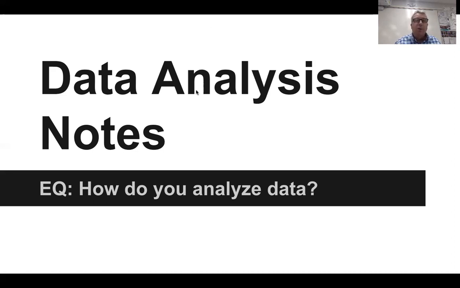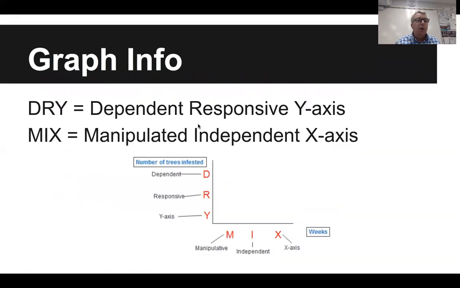All right. So the first thing that we need to know is how do we just read a graph? You might be familiar with this, but we talked about the independent and the dependent variable. And how do we look at the graph and know which one is which? There's a couple of acronyms that we like to use. It's called DRY and then MIX, right? So the dependent variable, what we measure, goes on the y-axis. The MIX, meaning the manipulated, or the independent variable, goes on the x-axis, right?